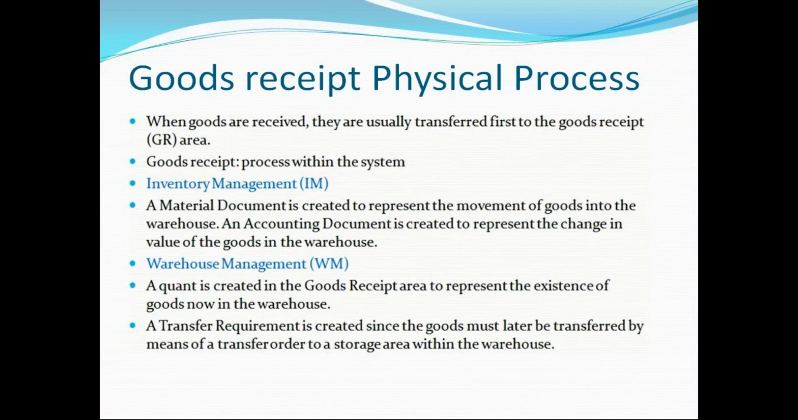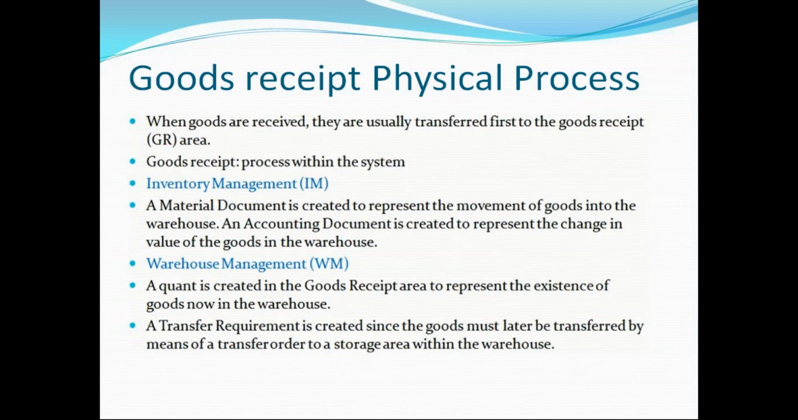So, the goods receipt process in the physical. When goods arrive, they are usually transferred first to the goods receipt area. The goods receipt area is nothing but the interim storage type, which is used to link the IM as well as WM storage locations.